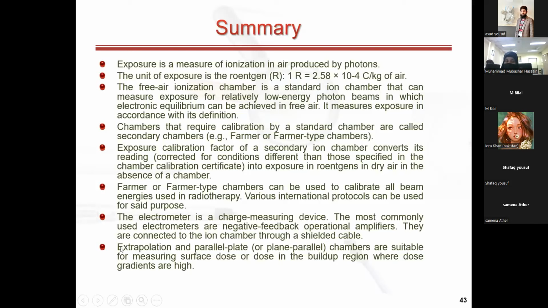There are some special chambers, like extrapolation chambers and parallel plate chambers, that can be used to measure surface dose and dose in the build up region. These are regions where dose gradients are high and particle equilibrium does not exist, which is the basic requirement for operation of thimble chambers.